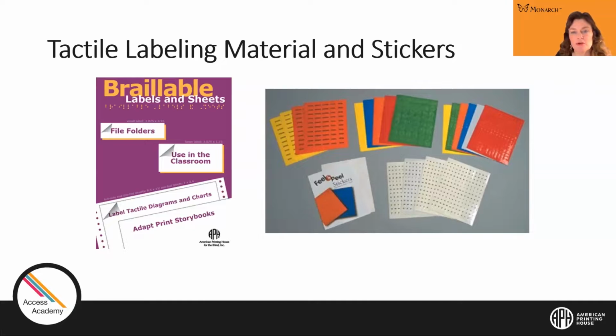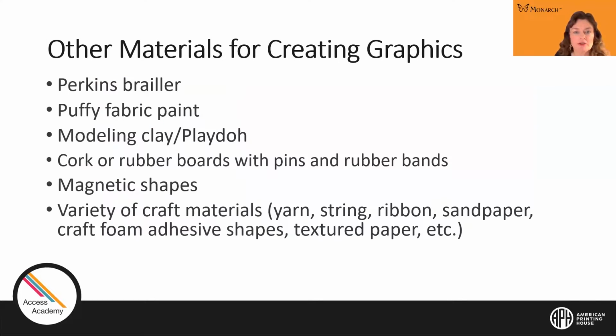Customized Braille labels can be created using Brailleable labels and sheets and applied to created graphics as well. So to end, other materials for creating graphics include Perkins Brailler, Puffy fabric paint, modeling clay and Play-Doh, cork or rubber board with pens and rubber bands, magnetic shapes, and a variety of craft materials including yarn, string, ribbon, sandpaper, craft foam, adhesive shapes, and textured paper.